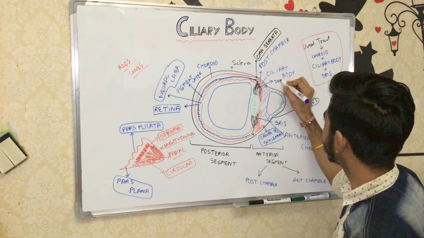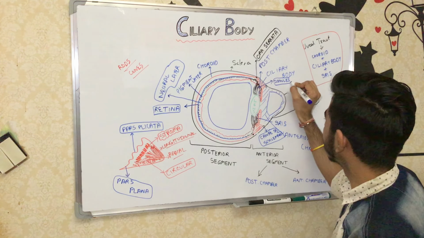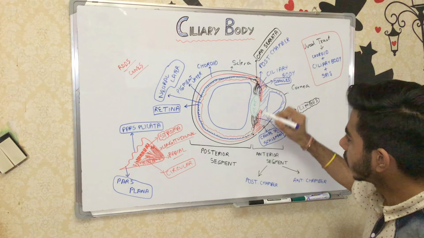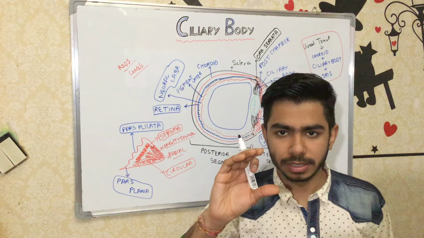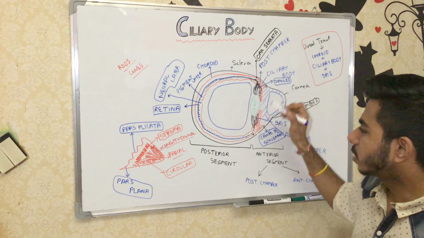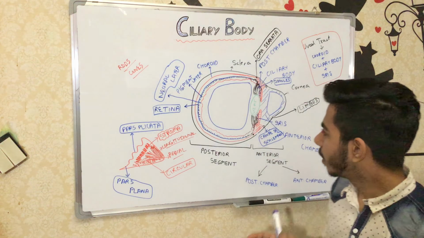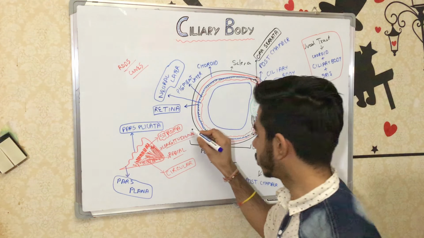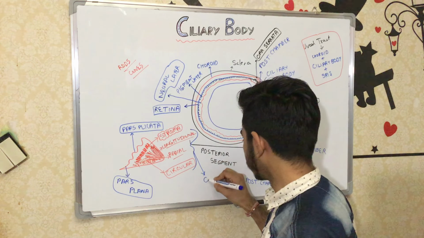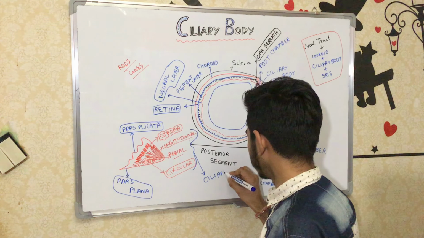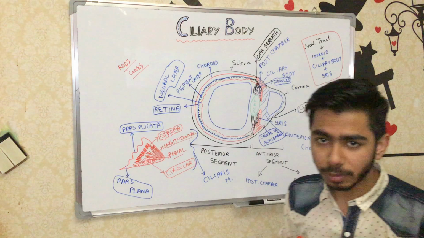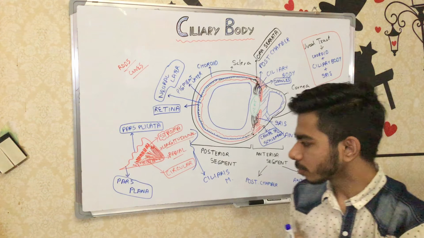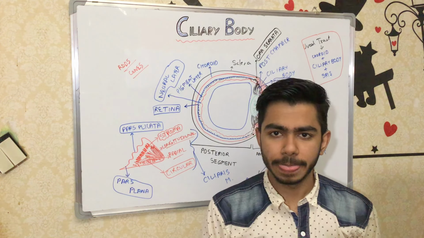These are the zonules or suspensory ligaments which hold the lens in our eyeball on both sides. They are coming from the ciliary body and holding the lens over there. So we call them suspensory ligaments or the zonules. With the help of the suspensory ligaments or zonules and the ciliary muscle, we are able to accommodate, we are able to focus on the near and far objects, right?